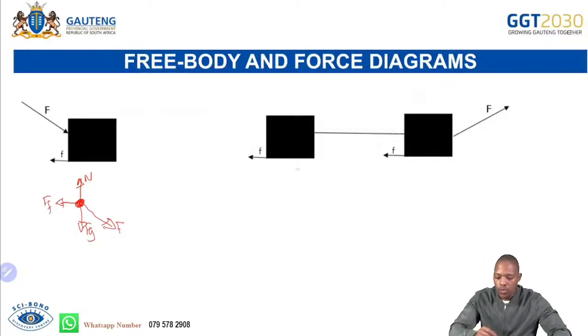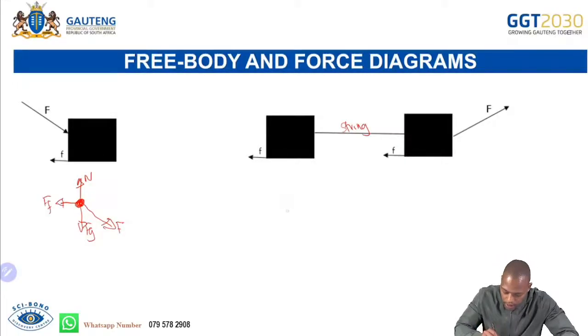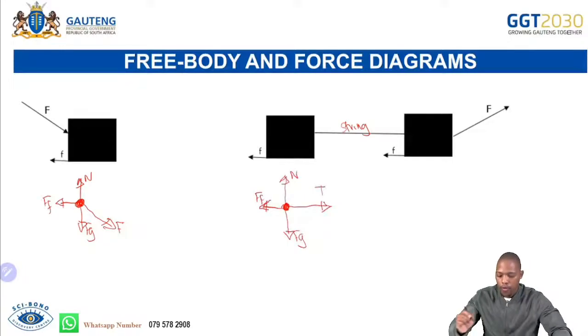Right. This one over here, I will do only one. This one, and then I'm going to leave this one for you to do. I will only do this one because this one has tension. If we call this a string, there's going to be tension. So the free body diagram here will look something like this. We'll have a normal force, we'll have a force of gravity, and then this time around you are going to have tension, and then here you are going to have the frictional force.